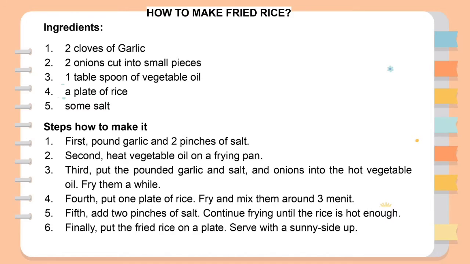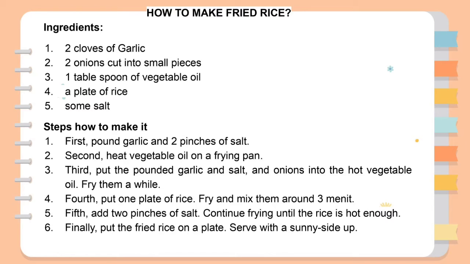Well, let's see the first example, how to make a fried rice. Ingredients: 2 cloves of garlic, 2 onions cut into small pieces, and 1 tablespoon of vegetable oil, a plate of rice, and some salt. Steps how to make it.